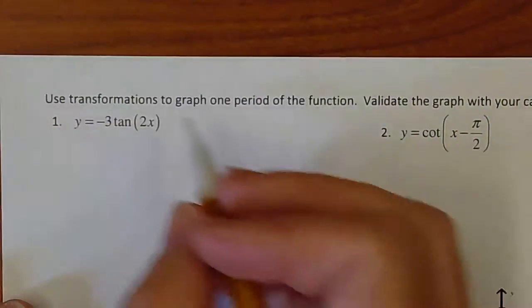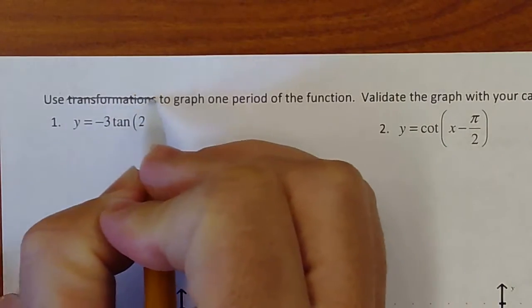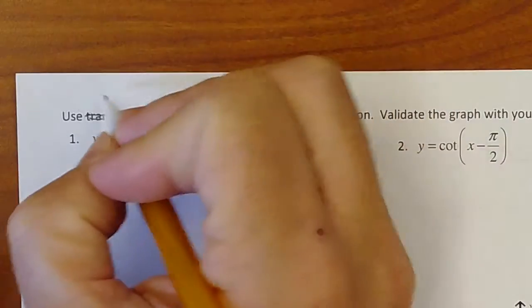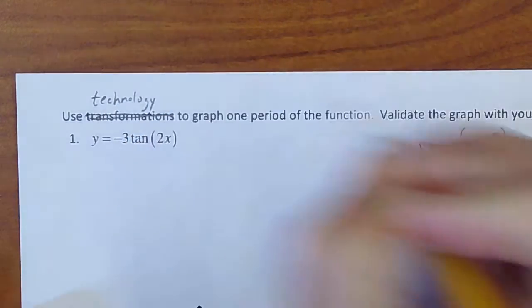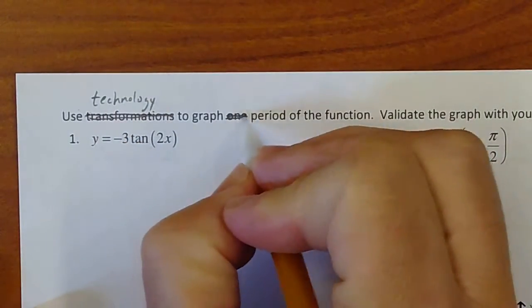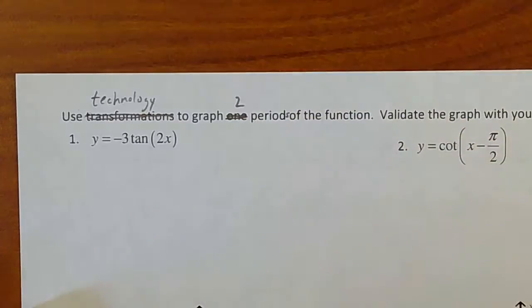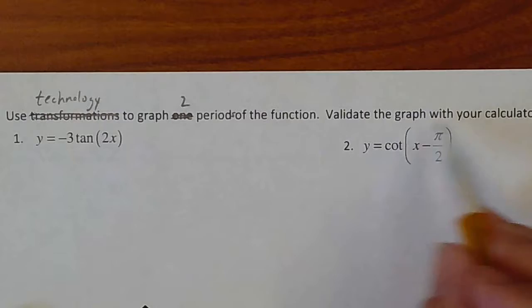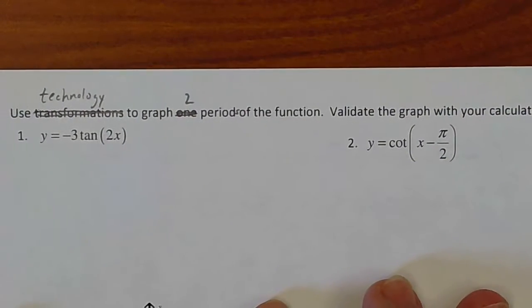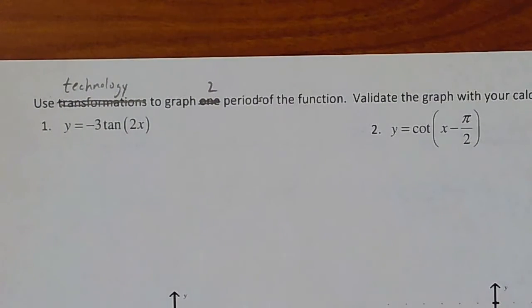So let's cross out this word. Use technology, whether that means calculator or Desmos, that's up to you, to graph 2 periods of the function. Validate the graph with your calculator. Absolutely, that's what we're going to be doing right away. Again, though, we can do a lot of this work without even picking up our calculator or Desmos website.